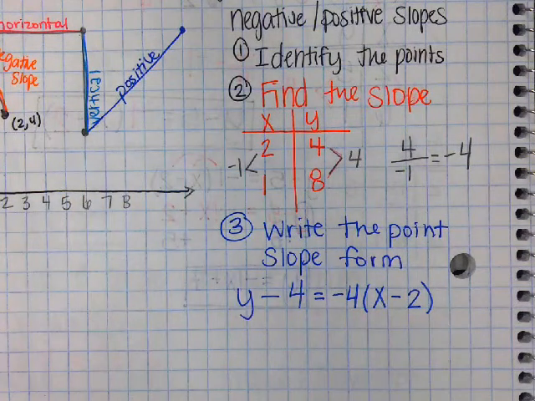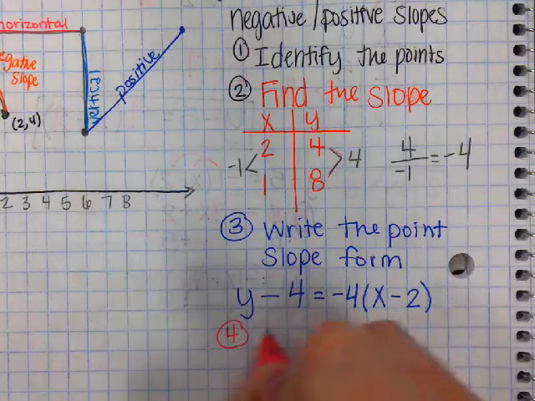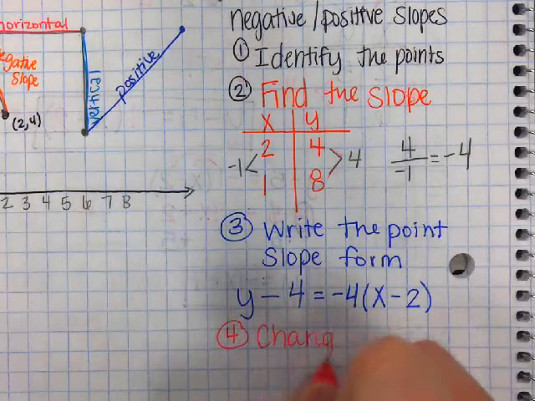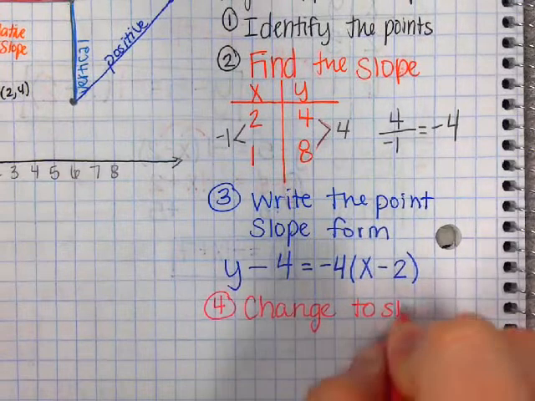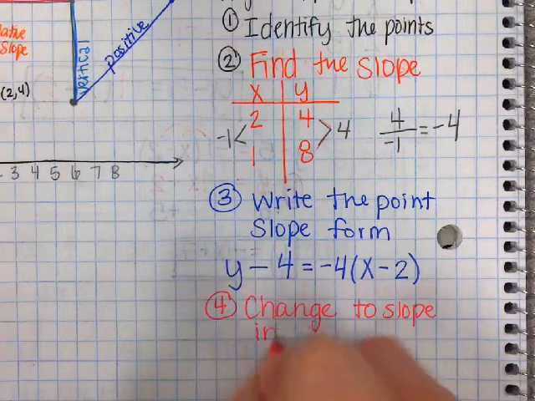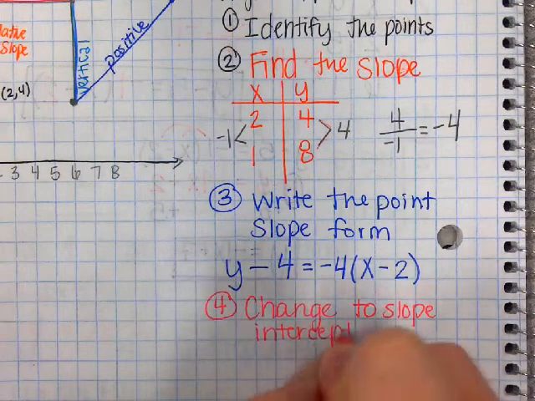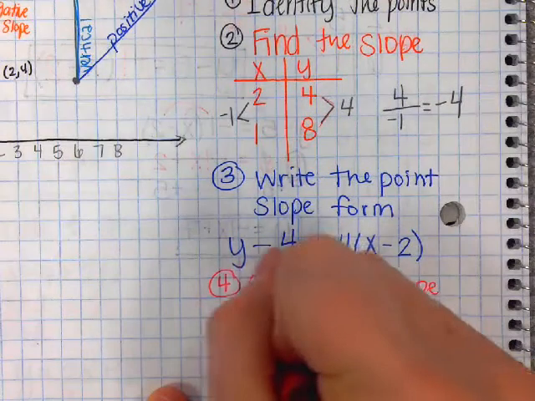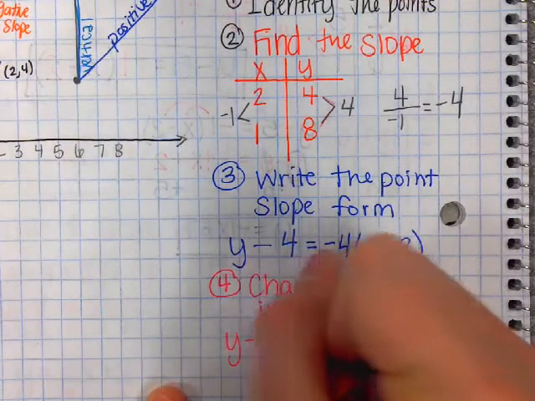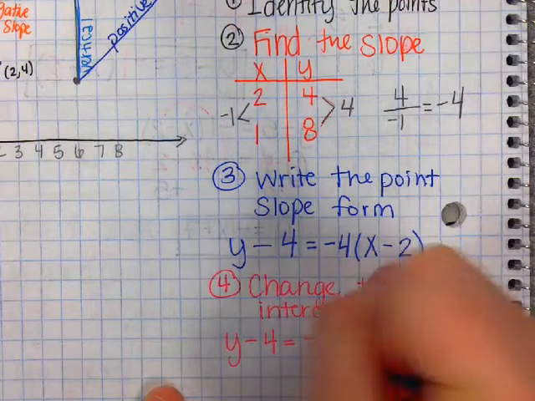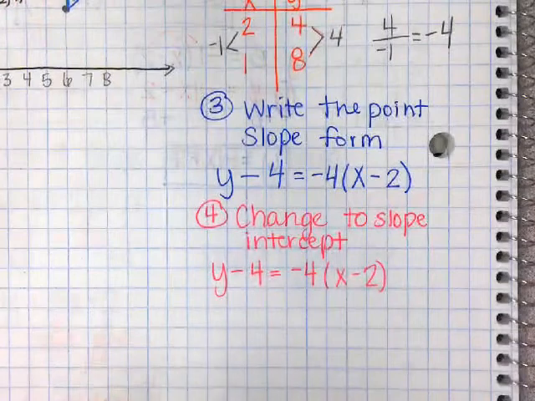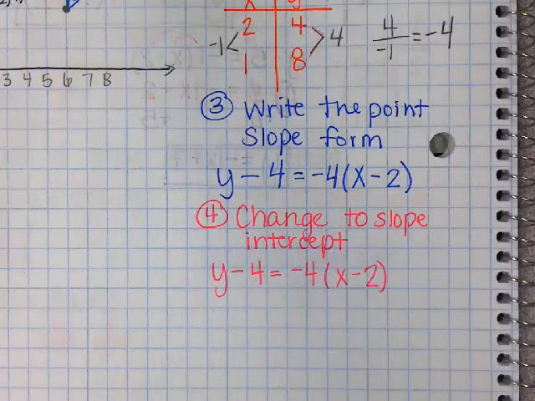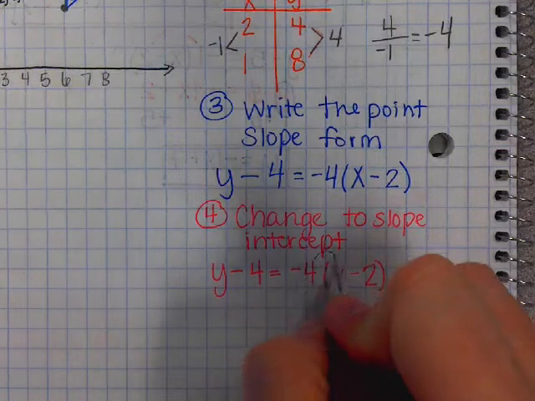Make sure if you use this y value, you have to use this x value. Okay, and then step 4. Change to slope intercept. So that's the steps that you did from the other video where you have to distribute and then solve. So I'm going to go ahead and do those steps.